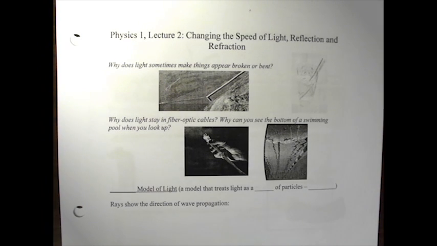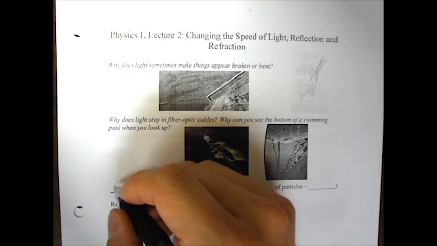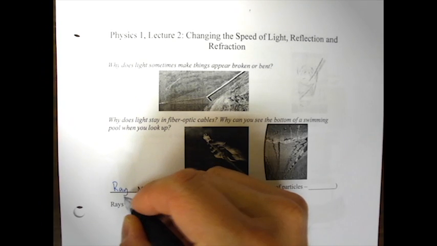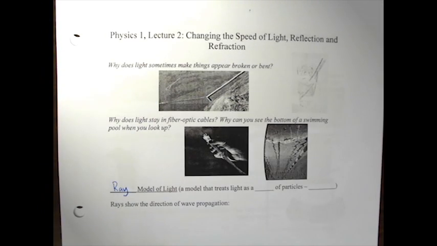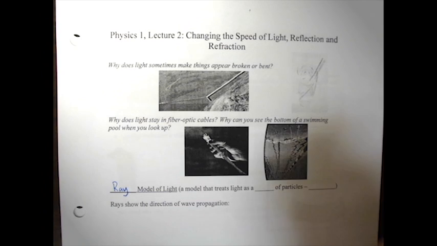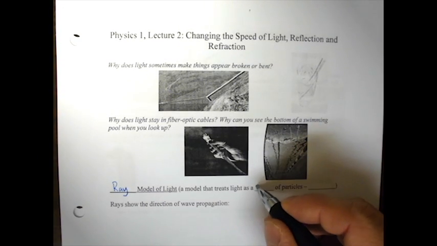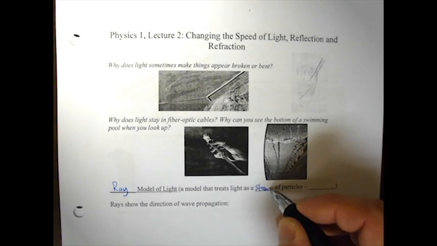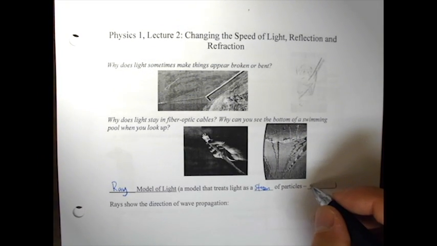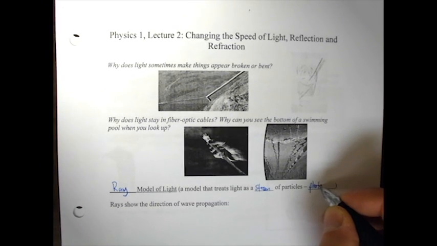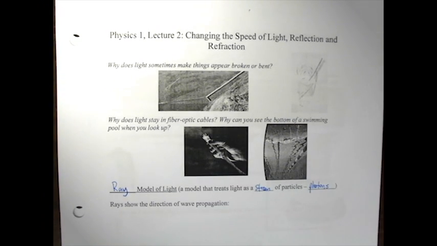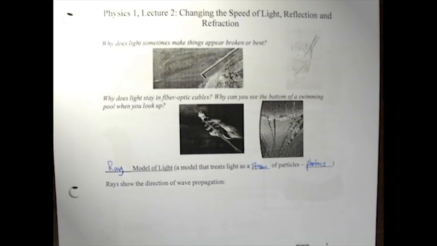A very helpful way to describe the behavior of light is by using something called the ray model of light, which is named after a guy named Raymond. No, just kidding. Ray refers to treating light as a stream of particles or a beam of photons. We know that's the name for the particle of light. So if we imagine, instead of the wave nature of light, imagine light as a stream of particles.